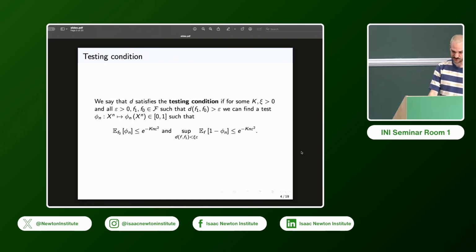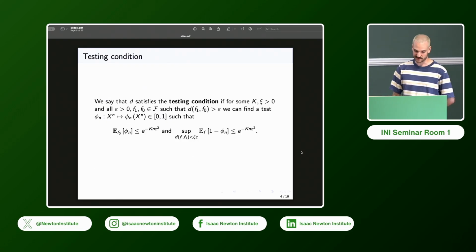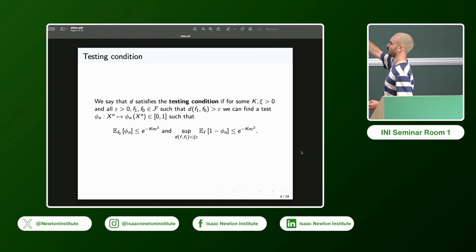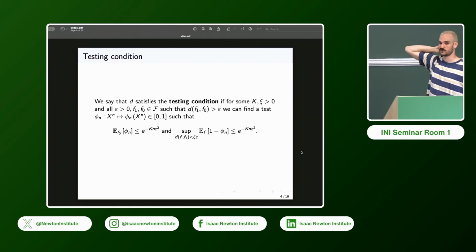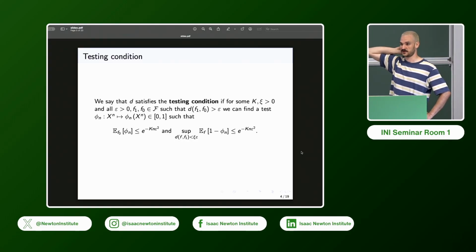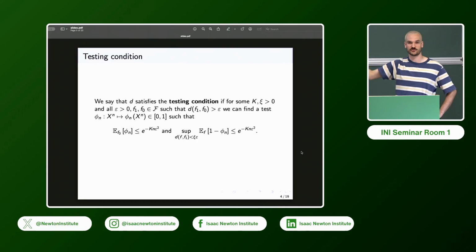And the testing condition here is basically you have to show that for the distance d that you're choosing, you can theoretically construct tests that satisfy this kind of bounds on type 1 and type 2 errors. So it's a kind of structural assumption on the distance d based on the likelihood model in a way. So it's not easy. It's really not necessarily something trivial to show that you have a natural measure of distance.